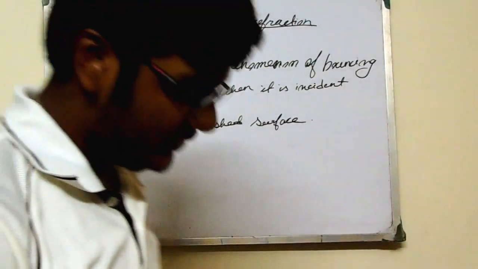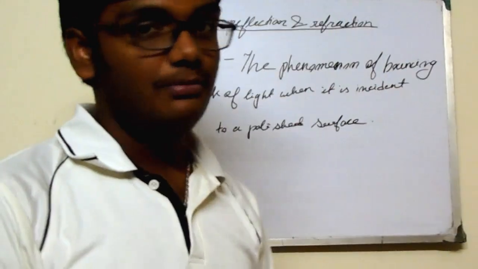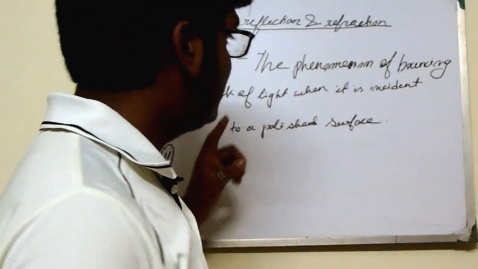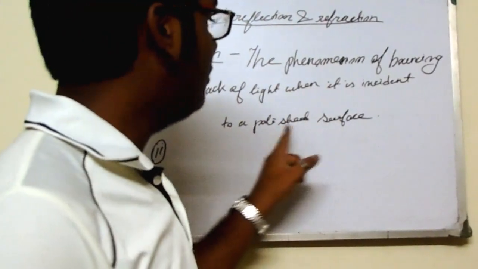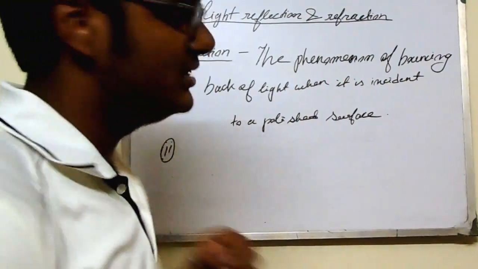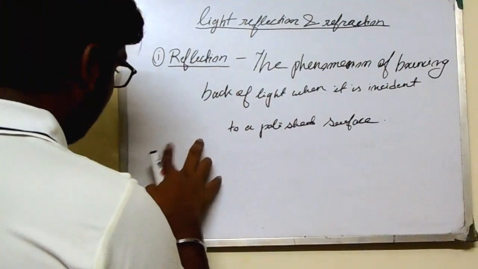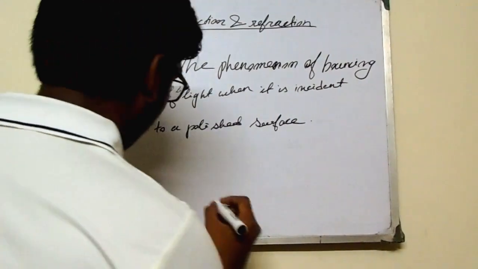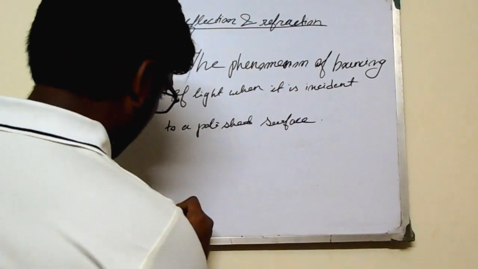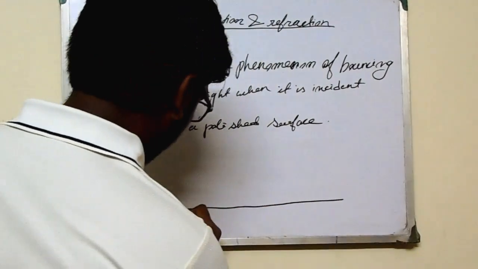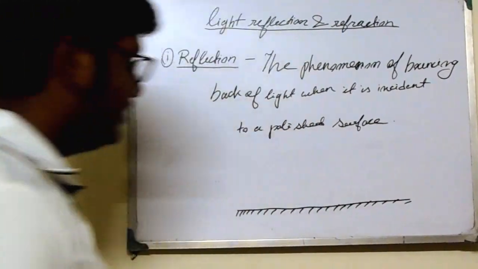The second portion which we will read in this chapter is refraction. Don't get confused between reflection and refraction. Reflection is simply the phenomenon of bouncing back of light when it is incident to a polished surface, nothing else. First let me clear this one, reflection. I'm going to refraction a little later. This is a polished surface.